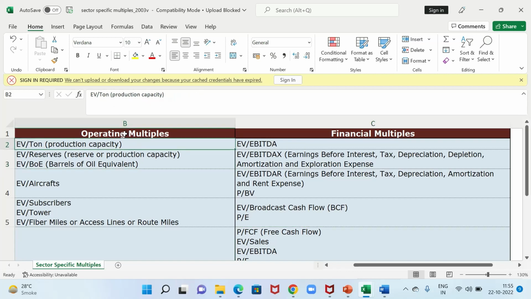So there are various methods. One question to all of you: can we use EV by EBITDA for banks or financial institutions? Those who are saying no or yes, can someone give a justification?